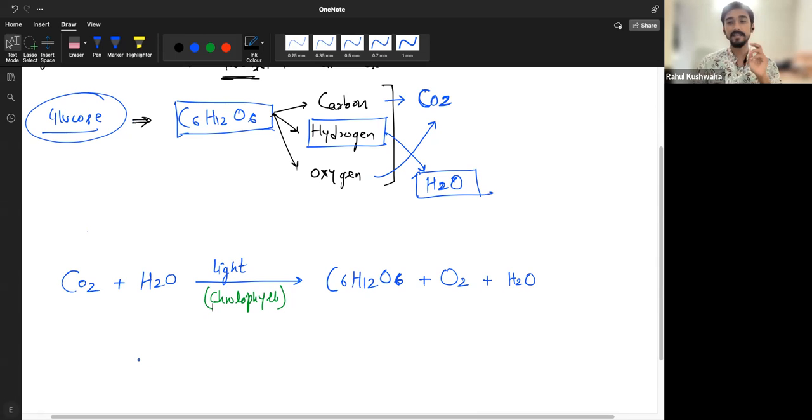But still, even after reading this whole chapter, if I ask someone in graduation, like in a BSc, where does photosynthesis happen, they will say in the green parts of the plants. And I'm like, okay. Photosynthesis happens where chlorophyll is present and where light is there.